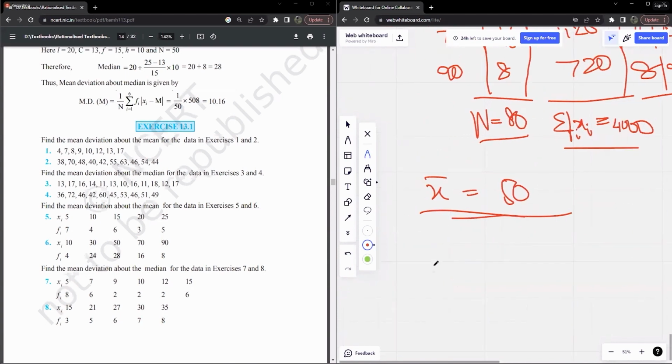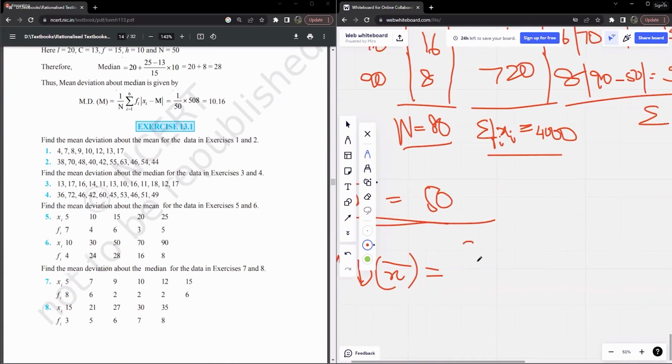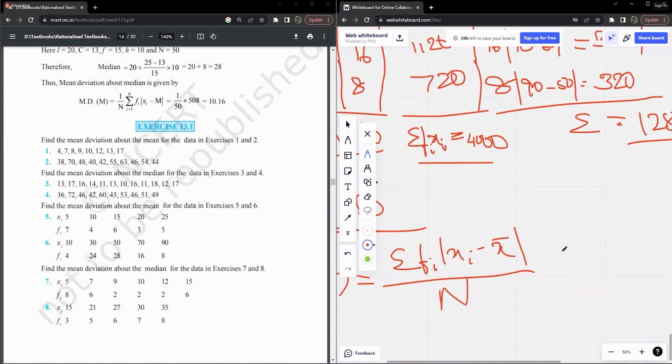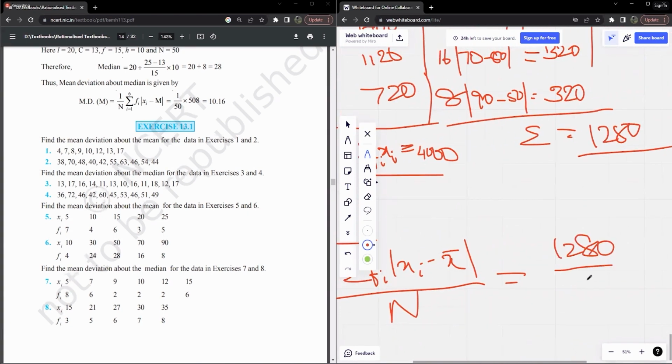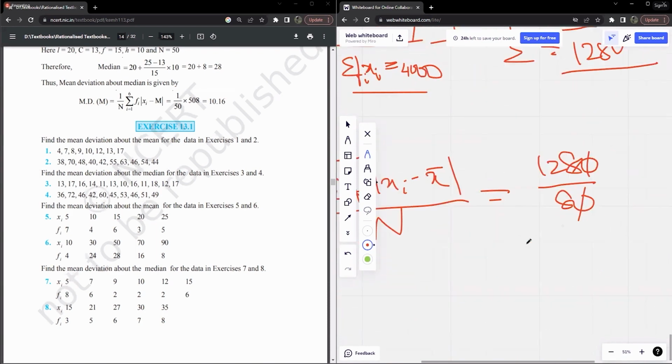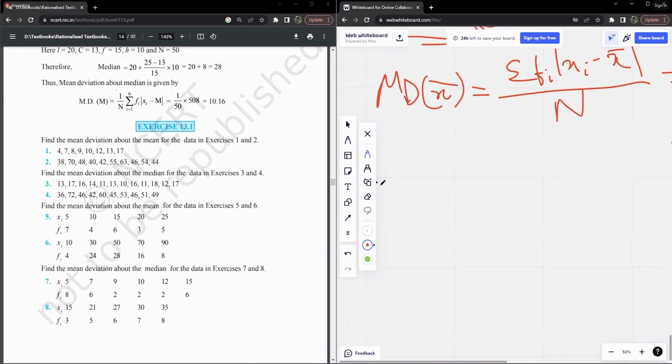Finally, your mean deviation above the mean is going to be equal to the summation of fi times |xi minus x bar| divided by capital N, which is basically 1280 divided by 80. The 0 cancels out, and 128 by 8 is basically 16. That is a measure of your mean deviation. That completes question number 6.